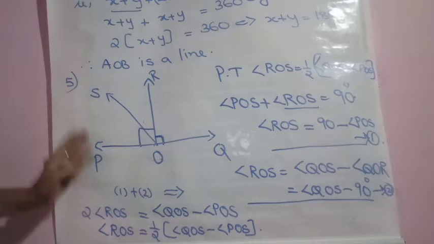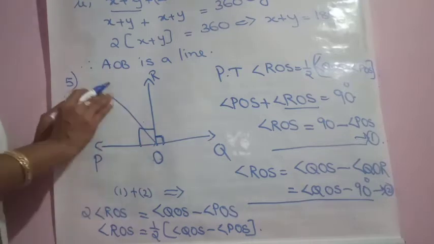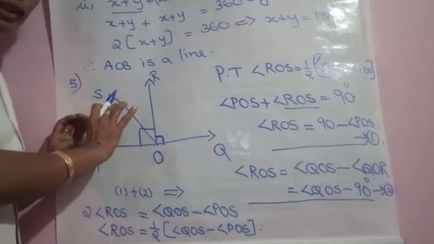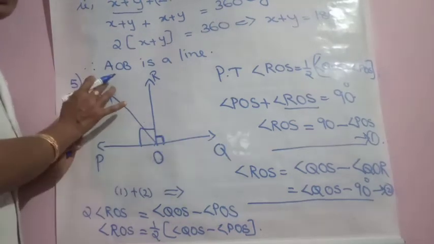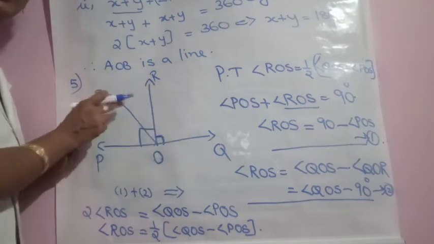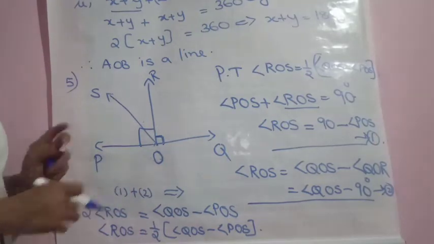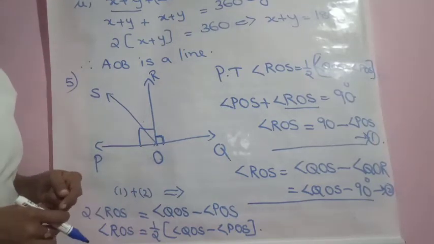Finished. Using POS we can write ROS is equal to 90 minus the small one. Since QOS is very big, we can write QOS minus 90 is giving which one? ROS. Two equations. By adding these two, we will reach our required answer. Is it clear?